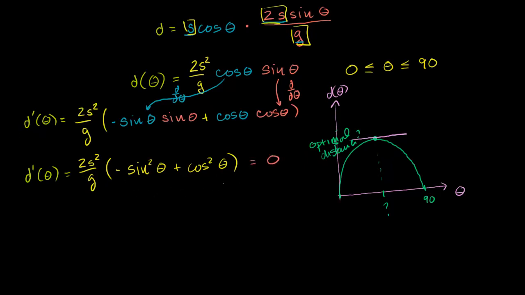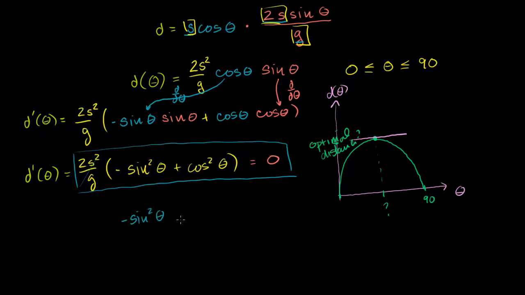Now, the first thing I do to solve for theta is just divide both sides by 2s squared over g. If you divide the left-hand side by that, it cancels out with 2s squared over g. And if you divide 0 by that, assuming that this isn't 0, which it shouldn't be, then you'll still get 0. So this equation simplifies to, I'll write it in blue, negative sine squared of theta plus cosine squared of theta is equal to 0.